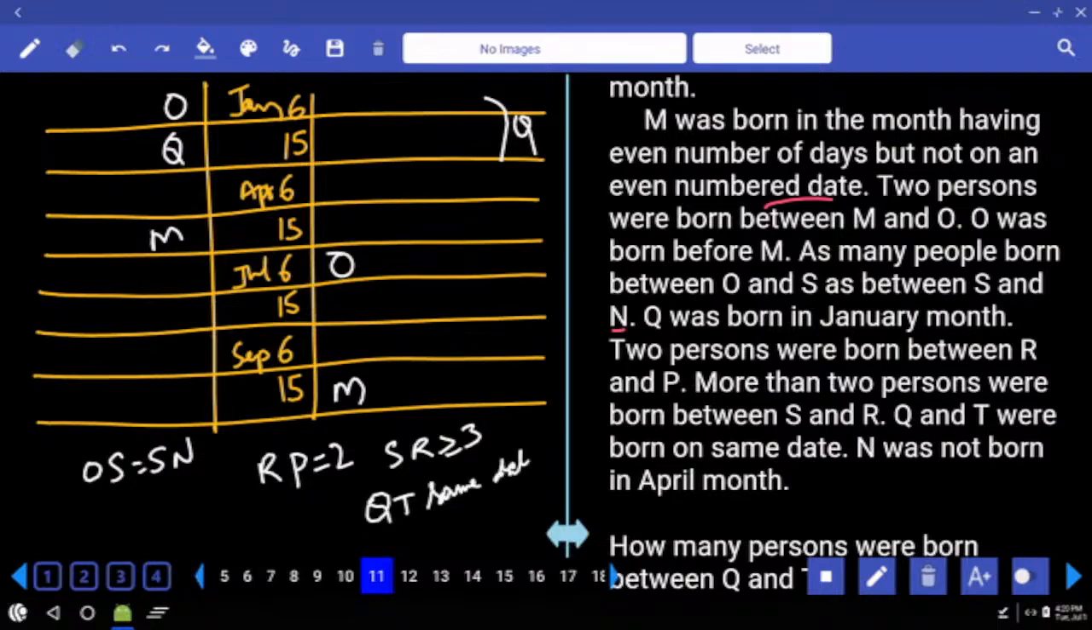Date is same. And N was not born in the month of April. Now N cannot be in the month of April. Now this is the information given. Now let us start with O and S, S and N.